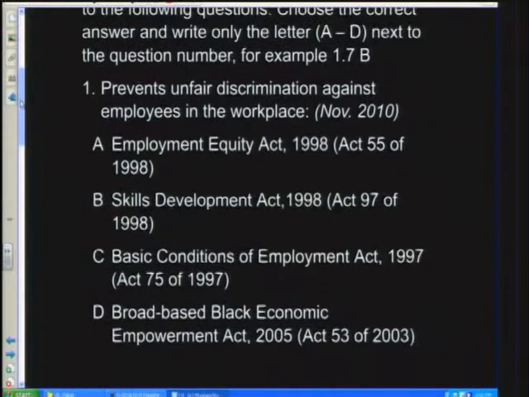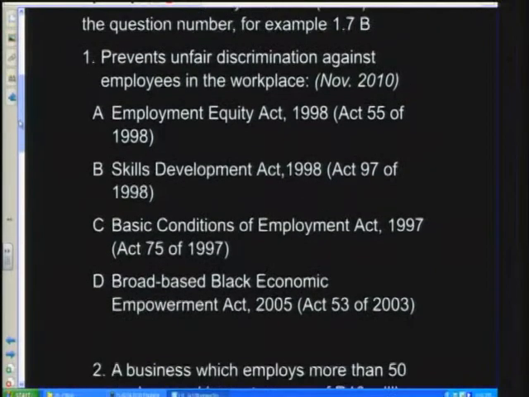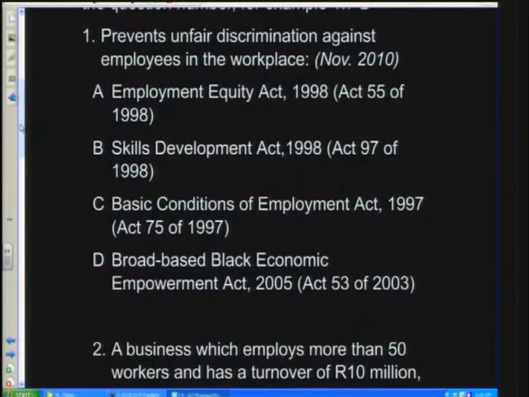My first question says, this prevents unfair discrimination against employees in the workplace. So which one of these acts? Let's have a quick look at our options. Number A says the Employment Equity Act. Number 2 says our Skills Development Act. Number 3, the Basic Conditions of Employment Act. And then number 4, or D, says broad-based black economic empowerment.